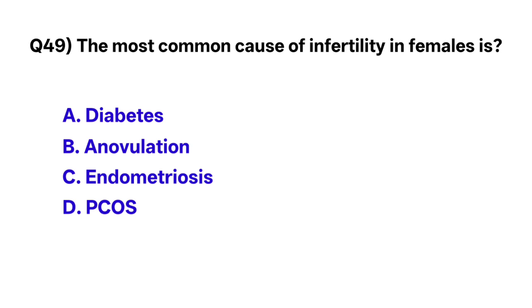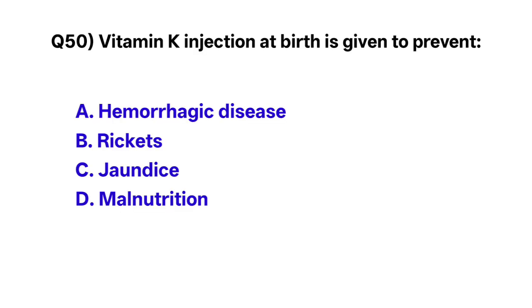Question number 49. The most common cause of infertility in females is? The correct option is B. Anovulation. Question number 50. Vitamin K injection at birth is given to prevent? The correct option is A. Hemorrhagic disease.